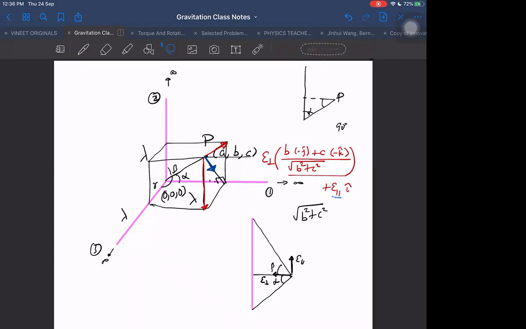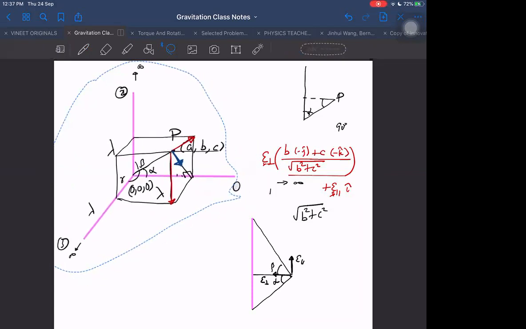E parallel for X, this is E perpendicular for X. Then this will become E perpendicular for Y, E parallel for Y. Then similarly for Z. Okay, try to get it. I think I have given you enough idea now. You can do it now, and we can discuss the result tomorrow.